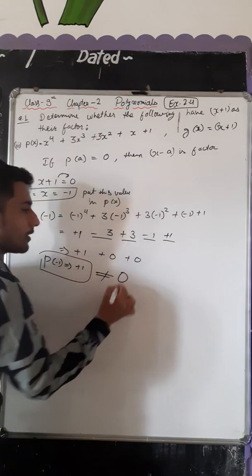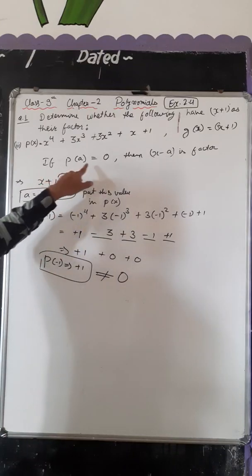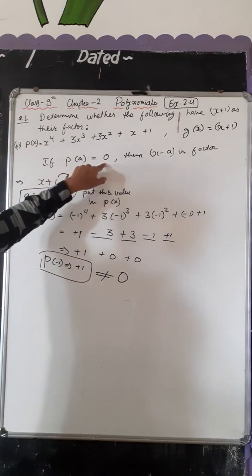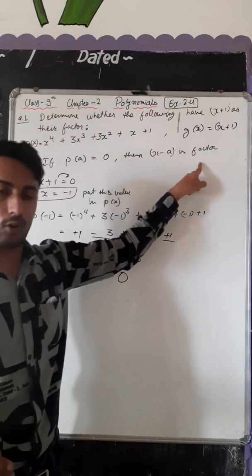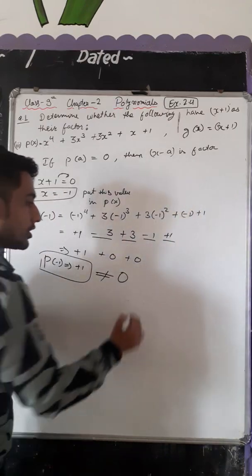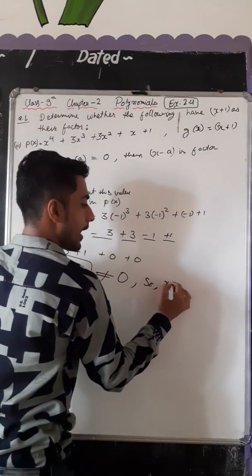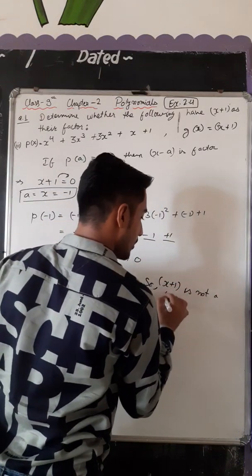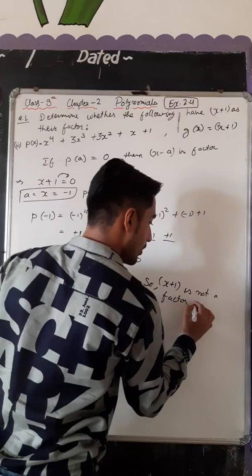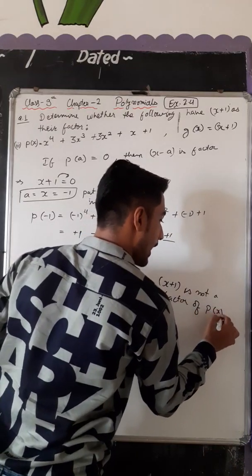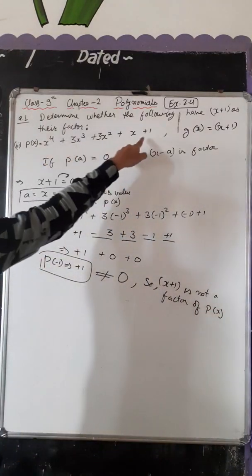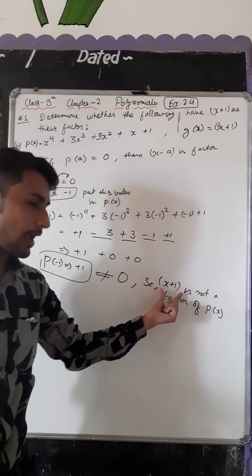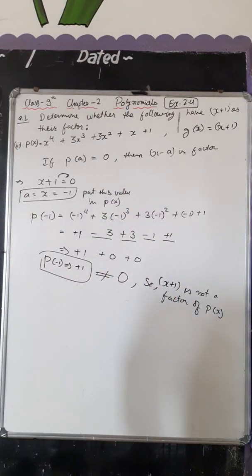दिस इज नॉट इक्वल टू 0. क्या है थ्योरम अपनी? 0 होगा तो ही फैक्टर होगा. दिस इज नॉट इक्वल टू 0, सो x plus 1 is not a factor of px. जो आपका ये पॉलिनोमियल है px, उसका फैक्टर x plus 1 नहीं हो सकता.